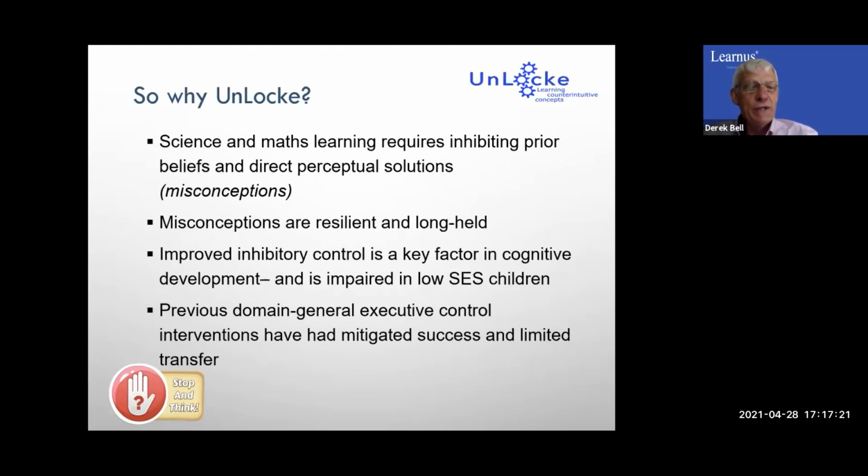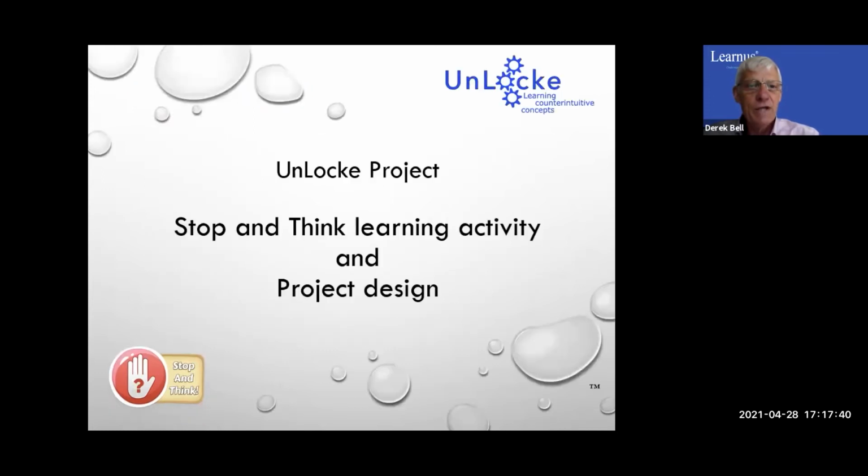Therefore, in this particular project, we looked at the context of using inhibition as part of the maths and science activities that the children would normally be doing. So we weren't teaching inhibition in isolation from the topics they were dealing with. So I'll hand over to Denis, who will outline the project and the findings that we got. Over to you, Denis.